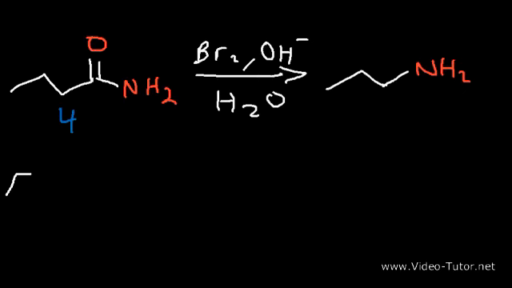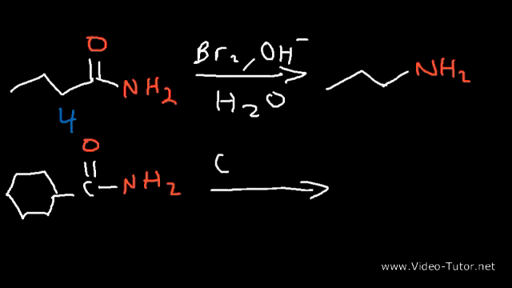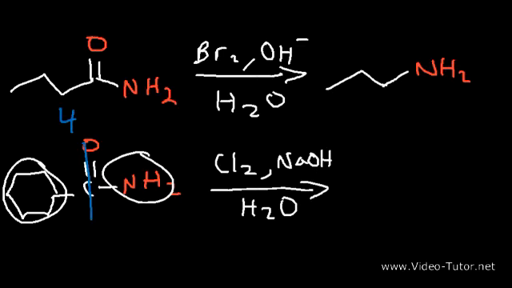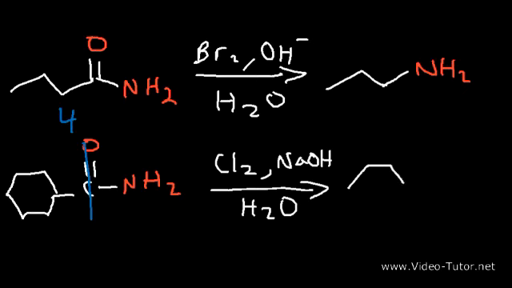So let's work on another example. Let's say if we have an amide that looks like this. So using chlorine, sodium hydroxide, and water, what is the major product of this reaction? Once again, all you need to do is just get rid of the carbonyl group and attach these two together. So the product is going to look like this: cyclohexylamine.